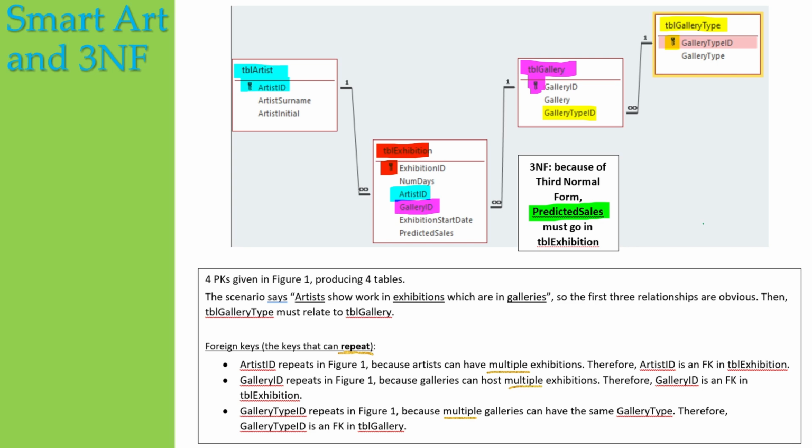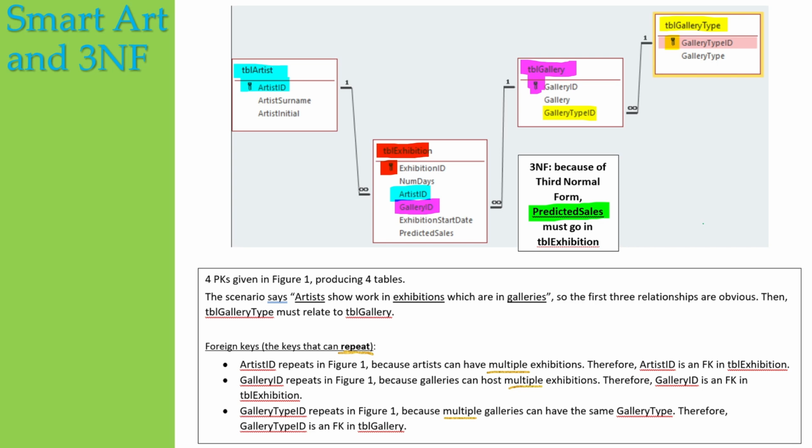And finally, gallery type ID repeated like crazy, so it was clearly a foreign key, so it must be, because gallery ID is already a foreign key somewhere else. Gallery type ID needing to be a foreign key means it gives a copy of the foreign key to table gallery, because clearly gallery types repeat a lot under galleries. Many galleries are gallery type ID 1, which is commercial.